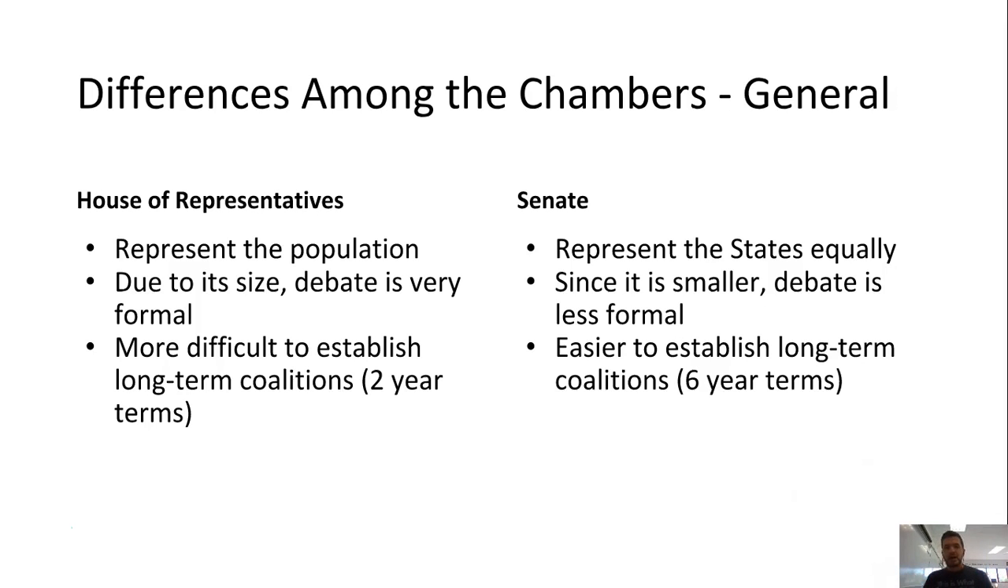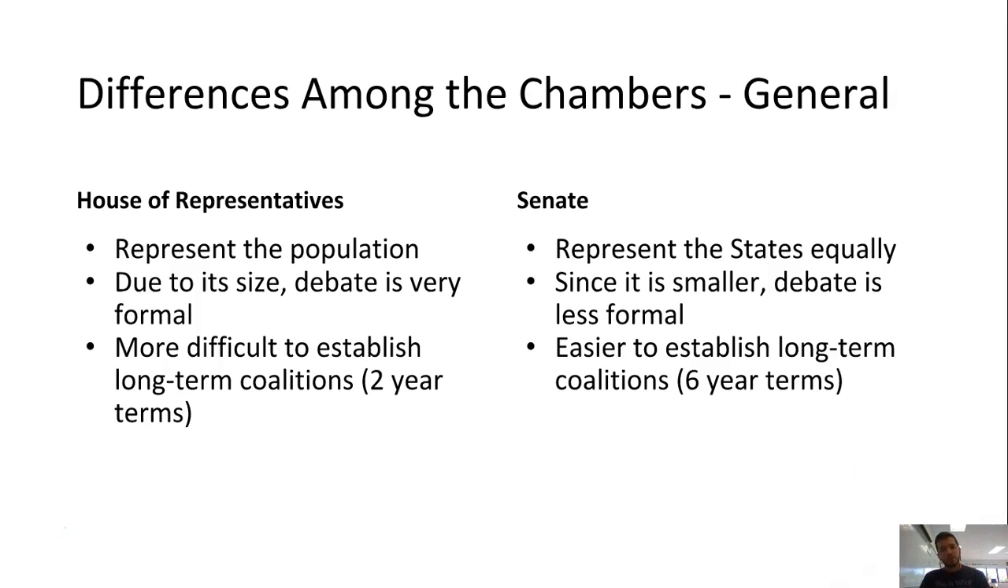Because of its size, the House of Representatives has to have really formal rules for debate, and you can't break the rules at all. If you do break the rules, you can actually be forcibly removed from the House of Representatives and not be able to participate, and it just makes you look bad. You wouldn't want to do that.